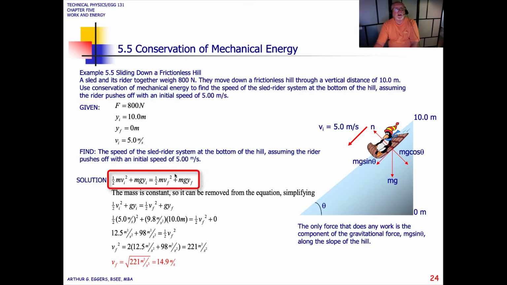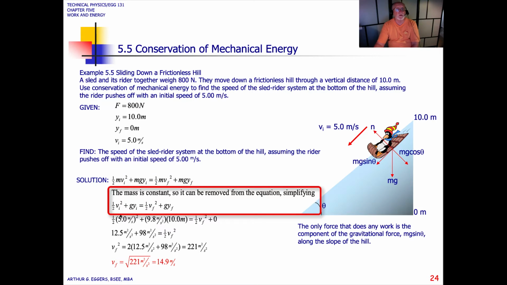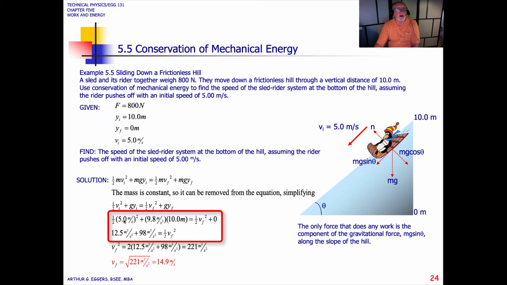We're going to start off with our grassroots relationship here, the 1/2 mv squared, and so on. And we are going to simplify it. Since the mass is, again, constant, we're going to remove the mass from each relationship, which mathematically is something we can do. So when we put all of our values in, we have 1/2 times 5 meters per second squared, plus 9.8 meters per second squared times 10 meters, equals 1/2 velocity final squared. Okay, that's the term we're going to solve for because we don't know the final velocity.